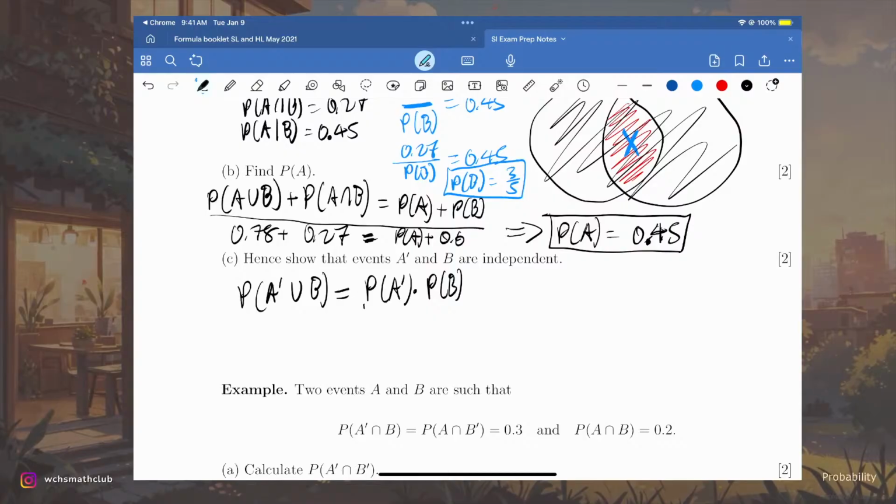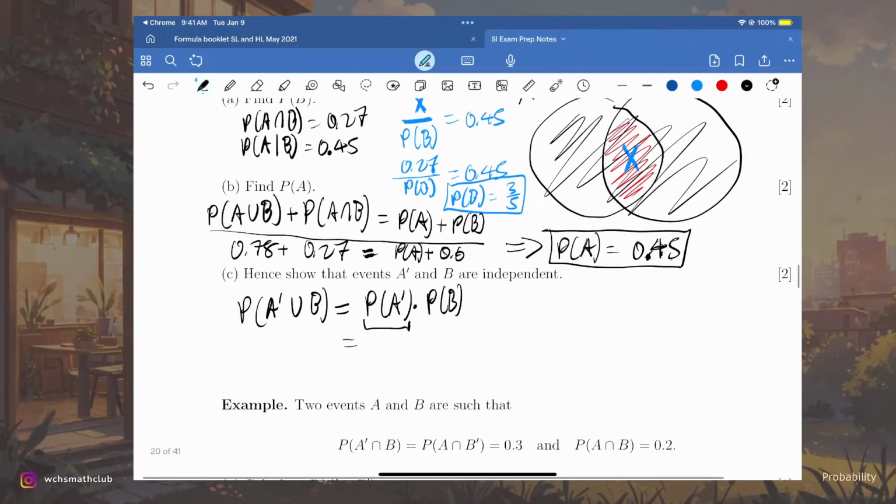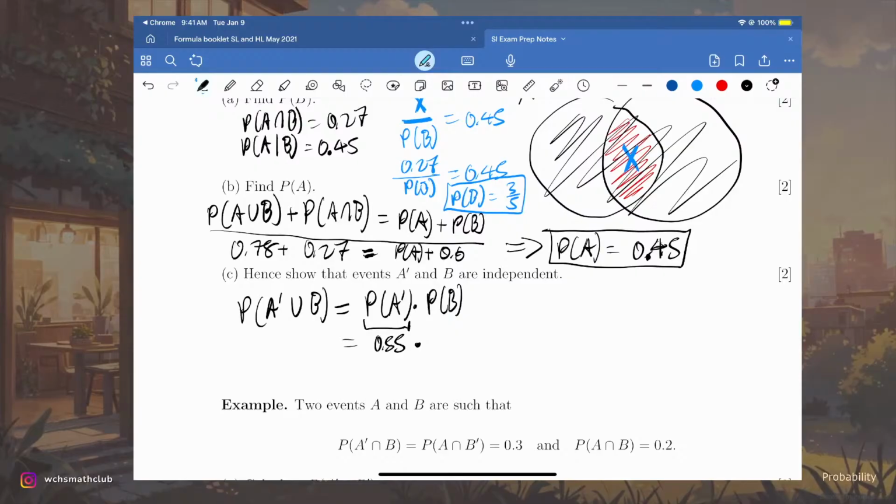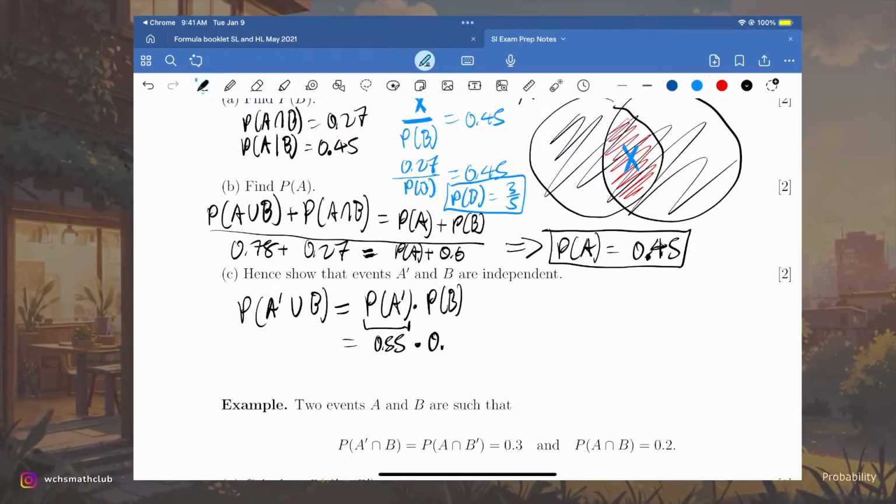So first of all, P of A prime, that's easy to find. It's just P of A, subtract that from 1, so 0.55. And then for P of B, as we've calculated earlier, it's 0.6.